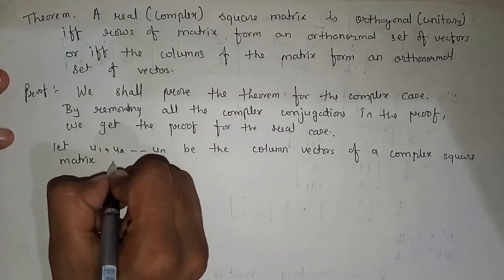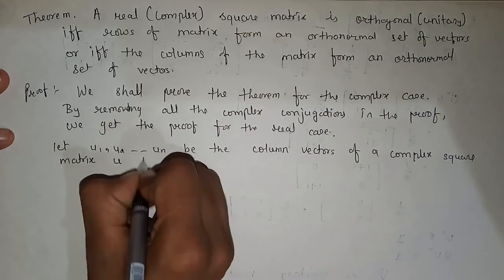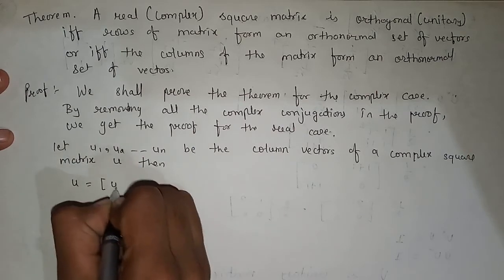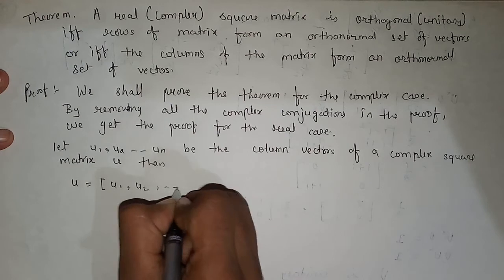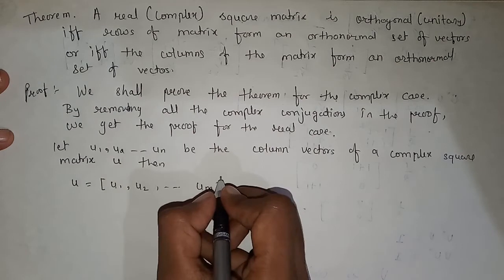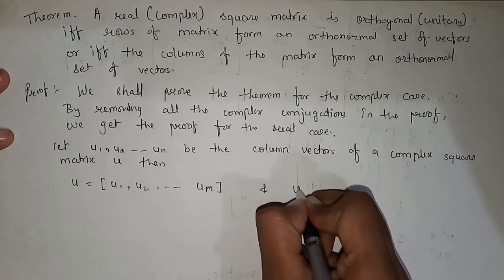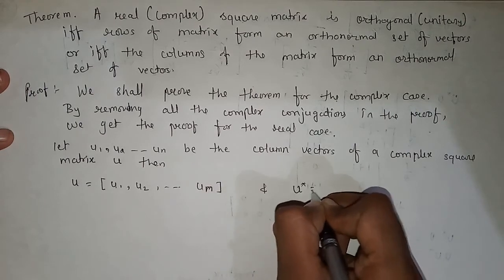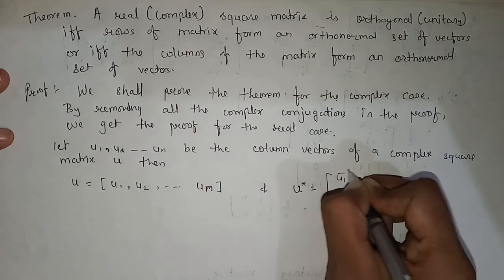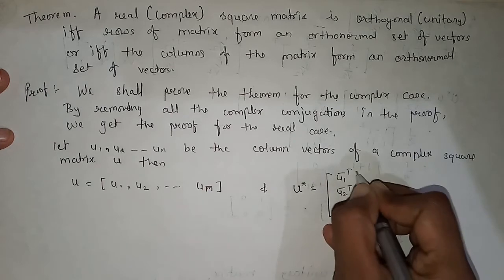Or we can take this as U also. So let u1, u2, up to un be the column vectors of the complex square matrix U. Then U can be written as u1, u2 up to un. This is un, not m. And if we want to take U star, then U star is nothing but u1 bar transpose, u2 bar transpose up to un bar transpose.